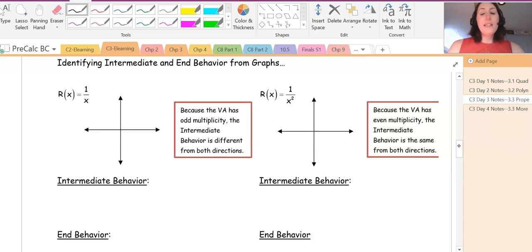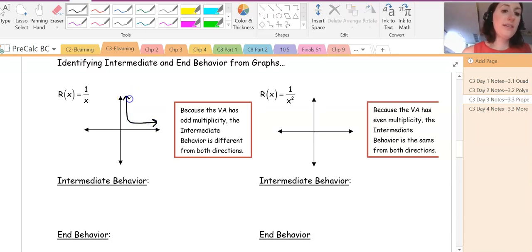R of x equals 1 over x. This is our reciprocal function that we talked about in chapter 2. So we should know that this guy looks something like this, and we're going to do more with something related to the reciprocal function today with graphing transformations.